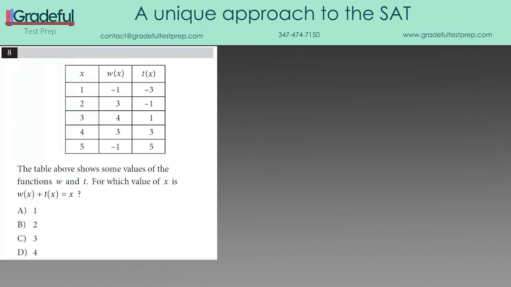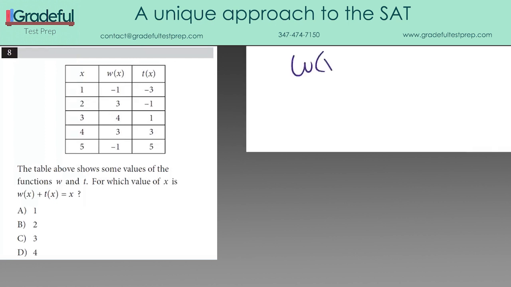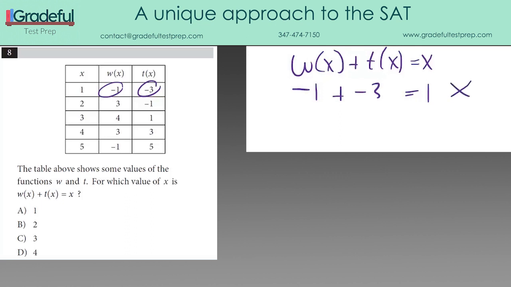Question 8 gives us this confusing looking table, and then it gives us an expression to satisfy. So the expression is that w of x plus t of x has to equal x. So let's just try that for the different values of x. When x is 1, at that moment, w of x is -1 and t of x is -3. So -1 plus -3 is supposed to equal 1. And of course, -1 plus -3 is -4, so that doesn't work.